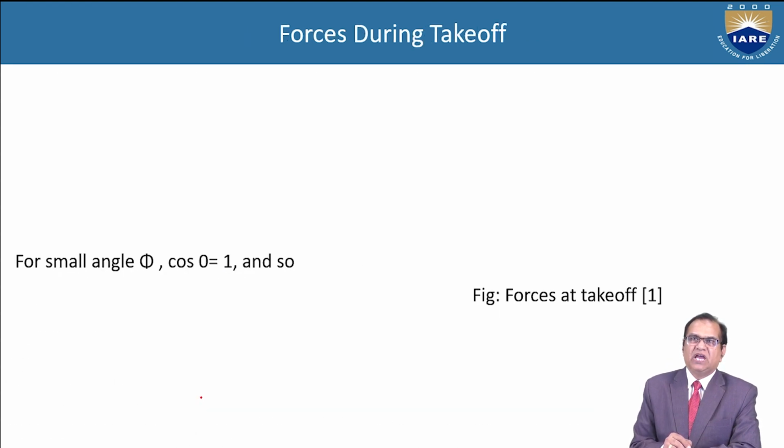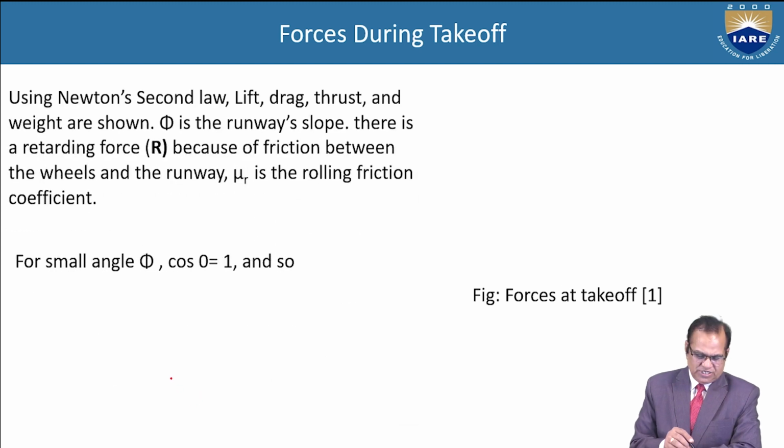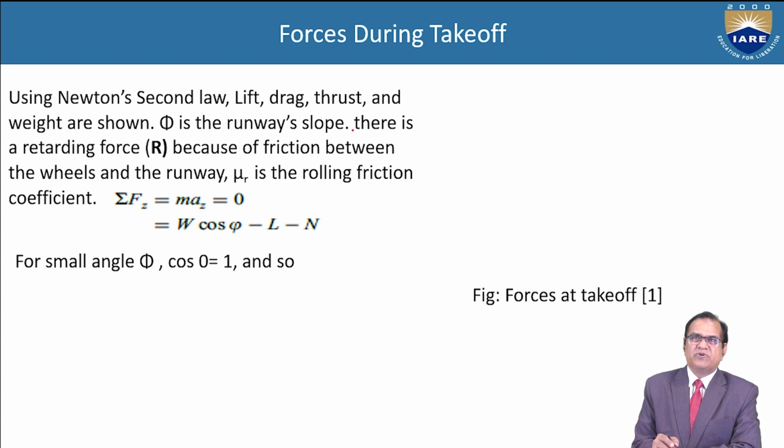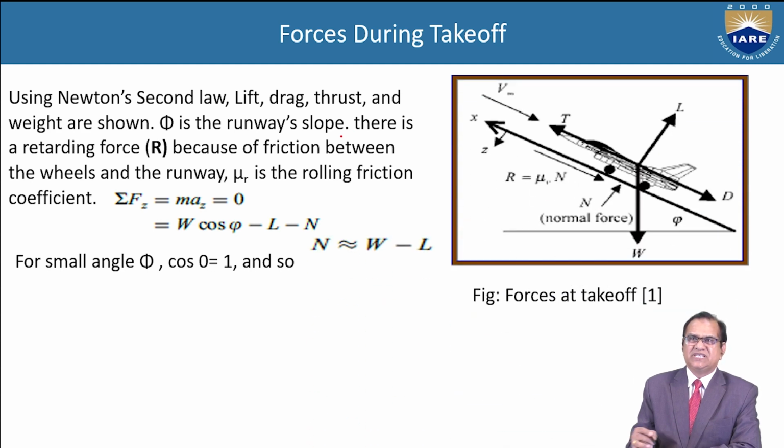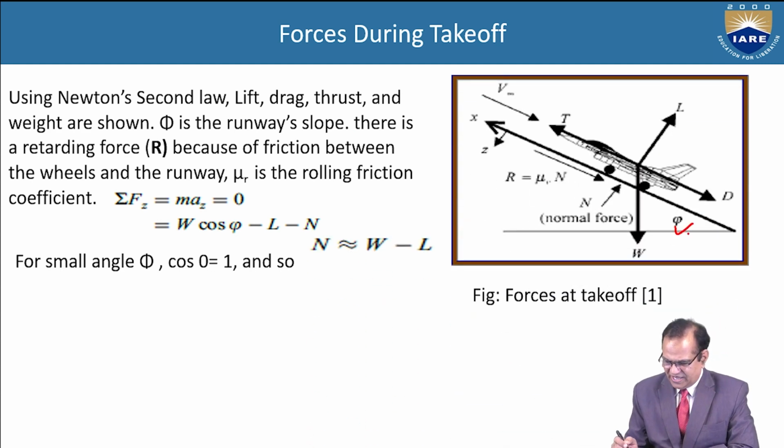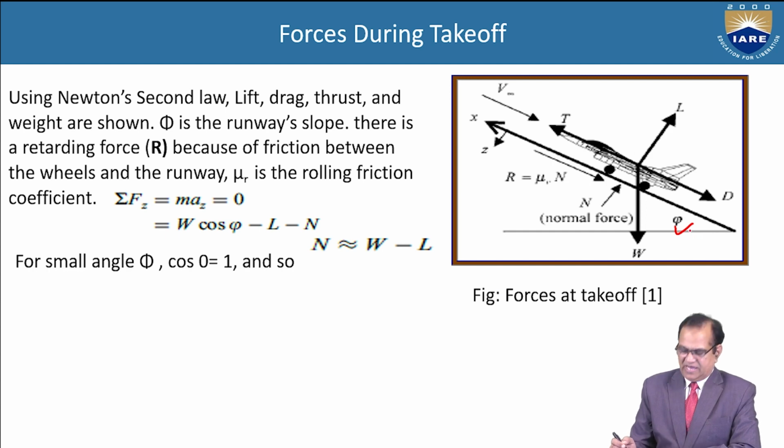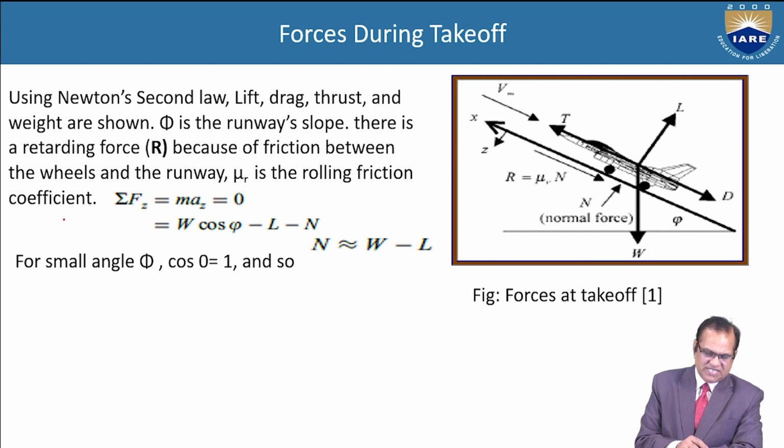Using Newton's second law, lift, drag, thrust and the weight are shown. Phi is the runway slope. This is the runway slope here, phi. R is the reaction force, the retarding force R because of the friction. So these are the forces: thrust, lift and drag. All these forces are mentioned here.